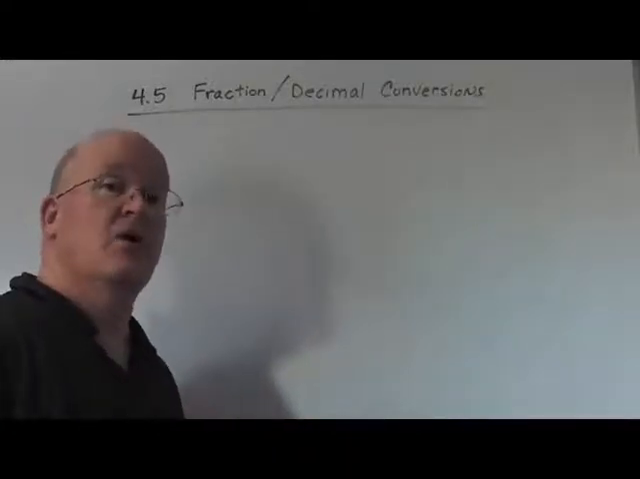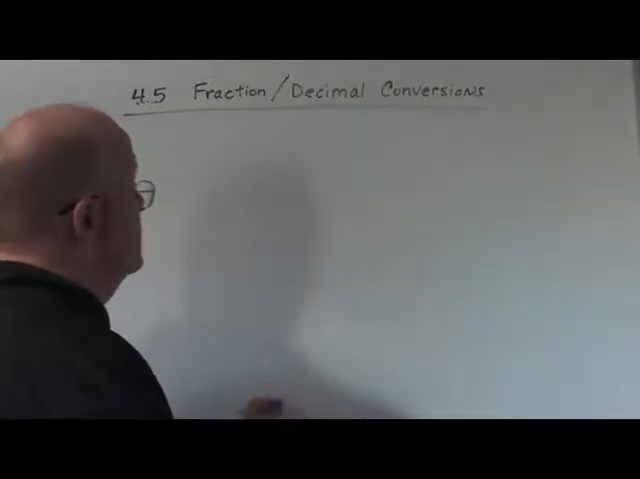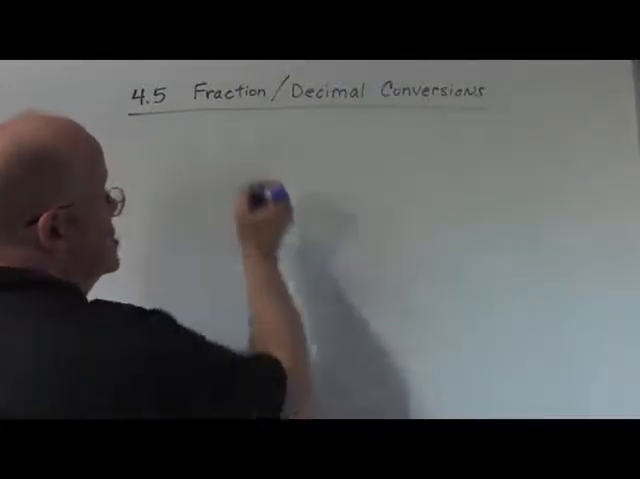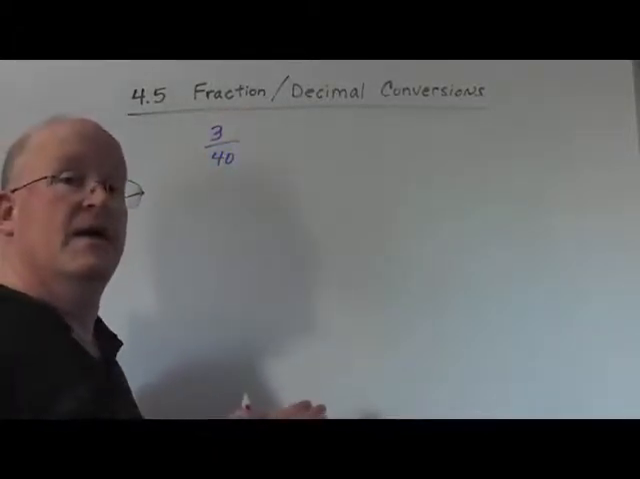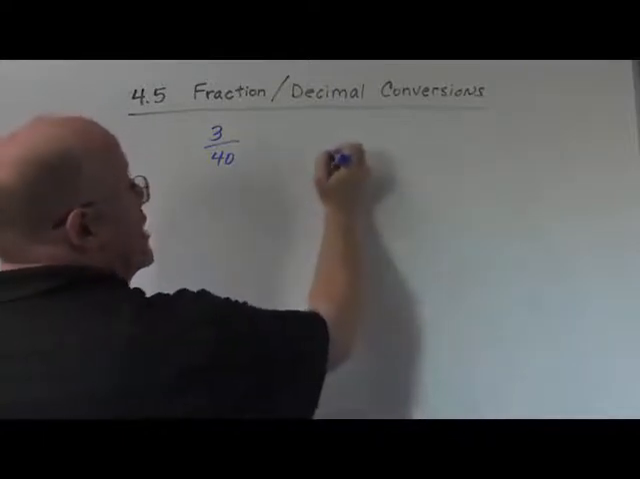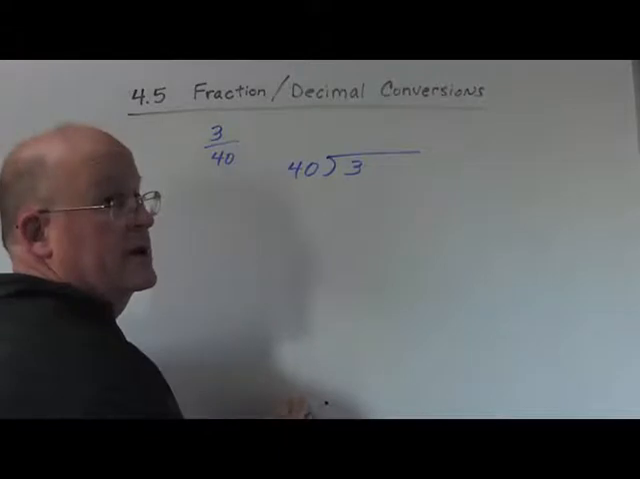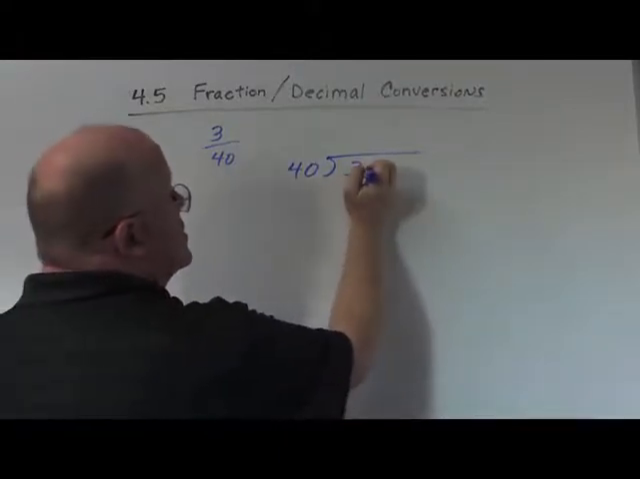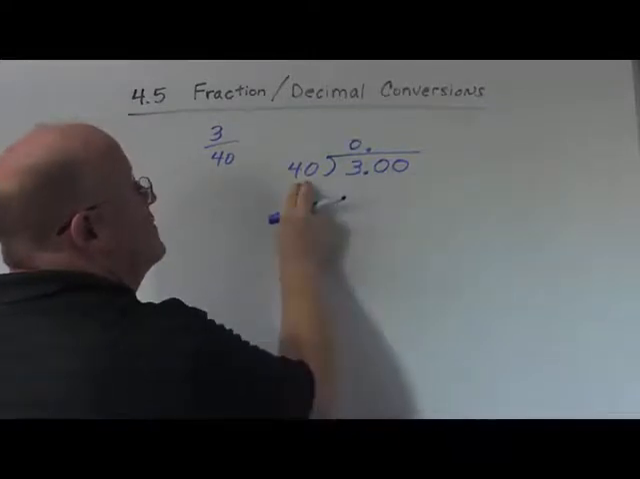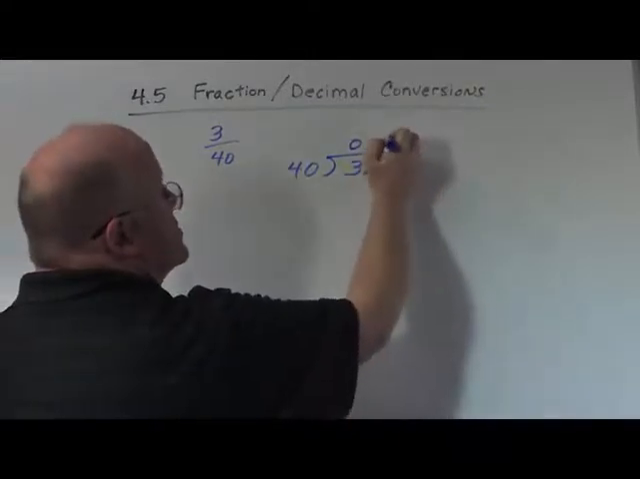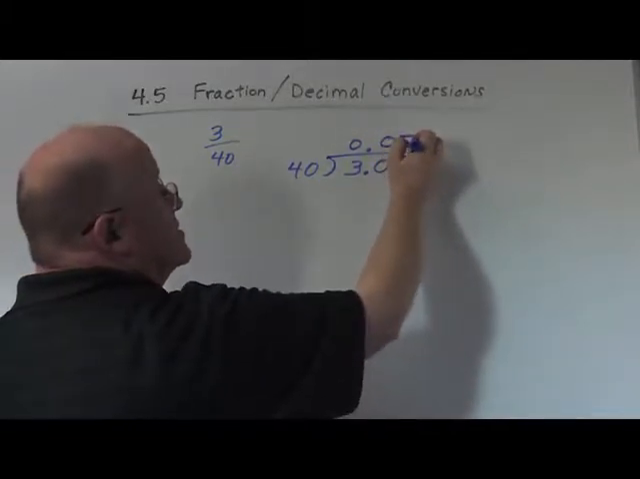If a fraction is not on that list and you need to convert it from fractional form to decimal form, then you've got to do long division. Let's say we have 3/40. If you want that in decimal form, you will have to do long division. 3 divided by 40. 40 does not go into 3, so we'll put a decimal after it and put in a couple zeros. 40 does not go into 30, so the answer is no. 40 goes into 300, however, 7 times.